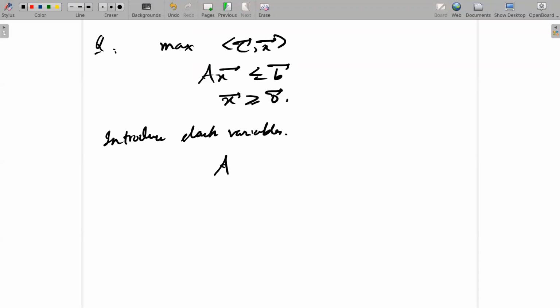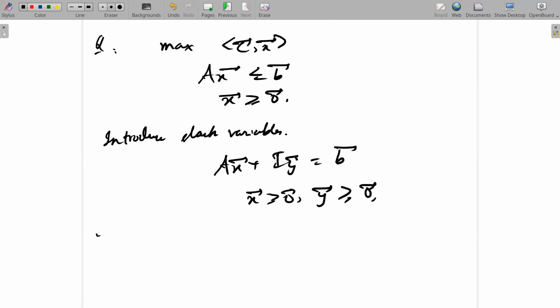And then what you have is AX plus identity. So you're adding, this is like the first row plus Y1 is equal to B1 and so on. So it turns out to be AX plus I times Y equals B, and X is bigger than or equal to 0, and also Y is bigger than or equal to 0. The slack variables are going to be positive. They are measuring the discrepancy between AX and B. So now this is in our previous form.